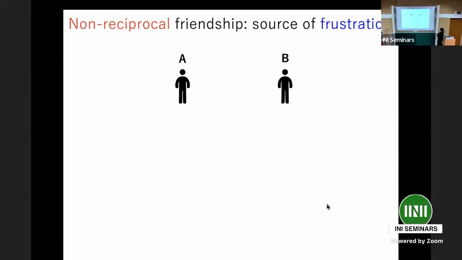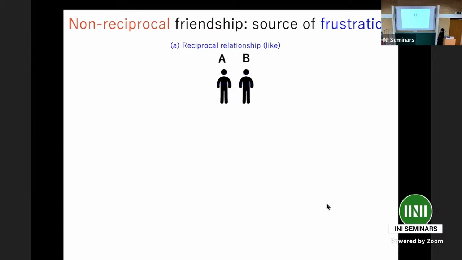Well, maybe not. I think if you think about this, it's very clear, right? It's almost obvious that non-reciprocal interactions are a source of frustration. Let's say A and B are involved, and let's think of this as a social distance between them. Let's consider first a reciprocal relationship, when they like each other. What they should do is be best buddies, right?